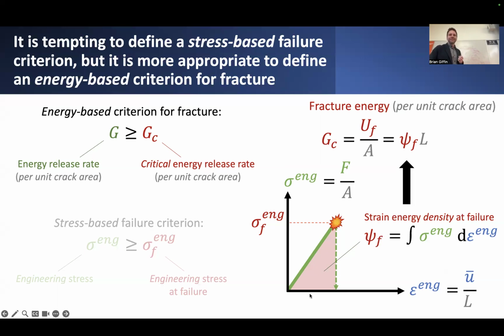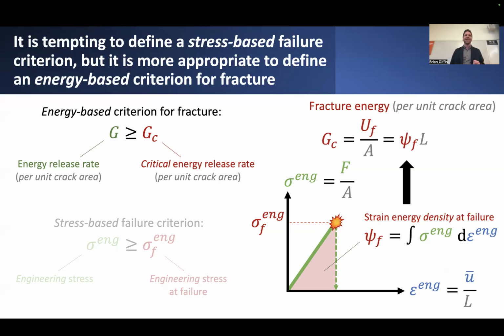But of course, in this simple case where we have linear elastic material behavior, you might be tempted to say, couldn't I just specify a stress-based criterion for fracture? Certainly it's driven by the energy in the specimen, but it looks like I could just assess when failure occurs by looking at the stress in the material and say this is when fracture occurs. So why couldn't I just use a stress-based failure criterion to assess when fracture occurs?